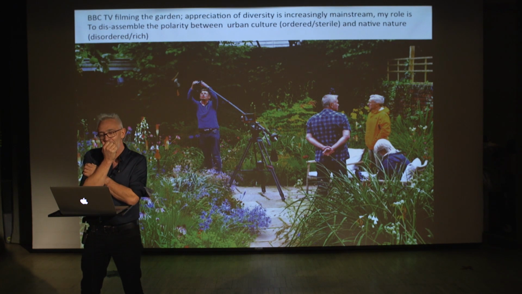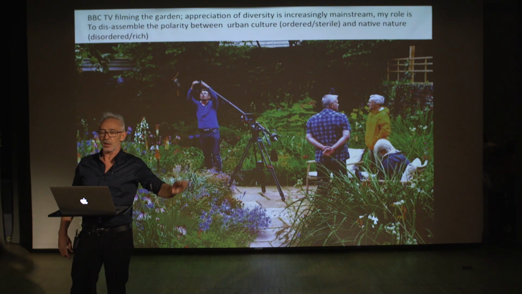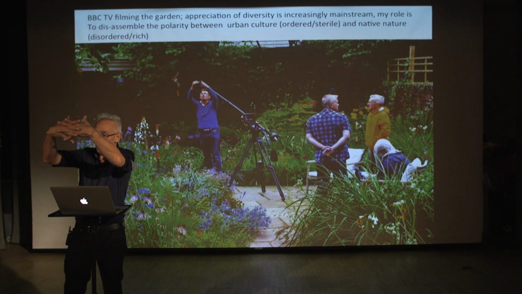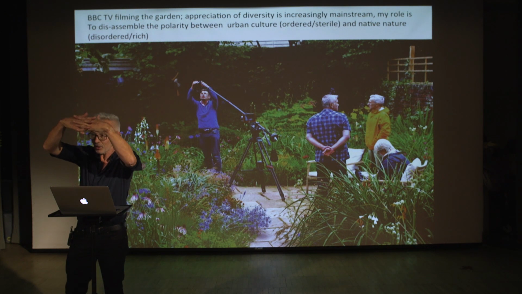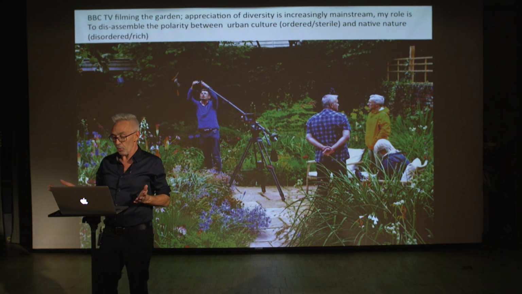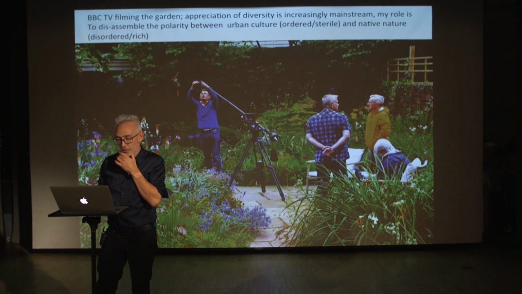So what we're doing here, and one of the reasons I put this slide in, I wanted to try to get this idea across to you that in my world in Western Europe, there tends to be a polarity of ideas that urban culture is ordered and sterile, and that native nature is disordered and rich. And I want to try and get these things to come together so that urban areas can be disordered and rich. And sometimes that will be native species, and sometimes it will not be native species. But if people don't want to have native species, they shouldn't have to be sterile. If you get the idea. So it's like crossover. It's like changing philosophical perspectives.